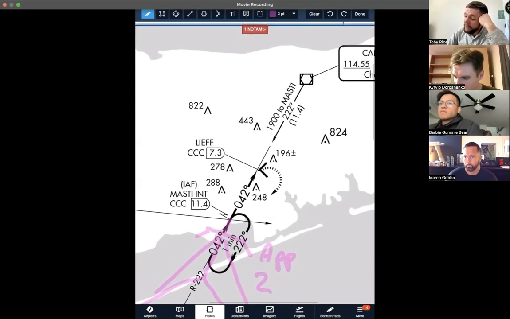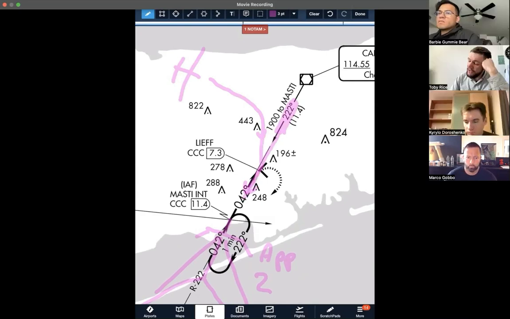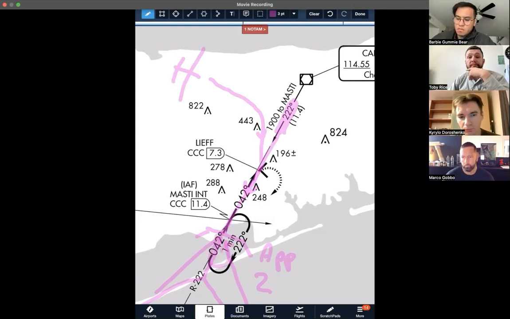Now, if air traffic control said you were over here, and they said fly heading 180 and join the 222 radial to Masti, well, they're giving you vectors, yeah, but they're just taking you to the radial. And obviously, you would need to do a course reversal here.